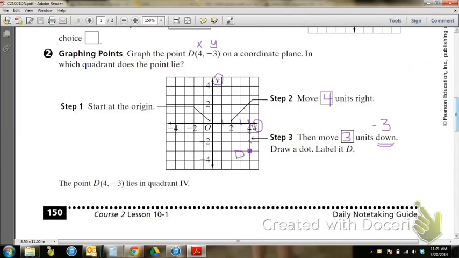Now remember our quadrants. Here's 1, here's 2, here's 3, and here's 4. So point D landed in quadrant 4. Okay, one more example, and then we get into the quick checks.